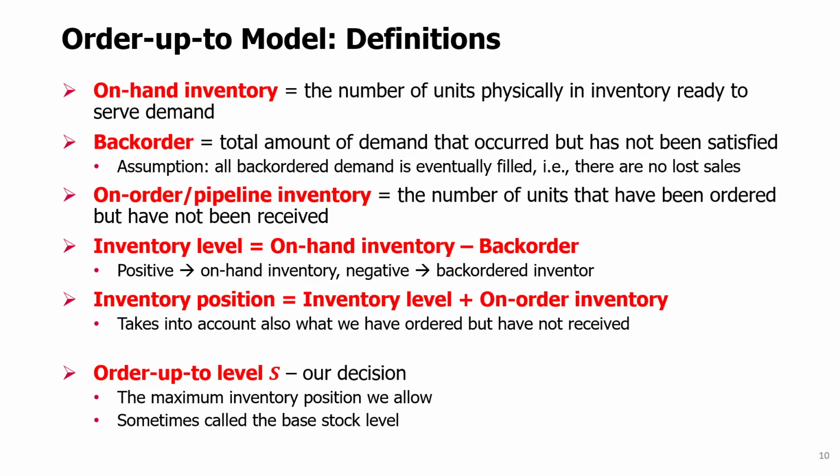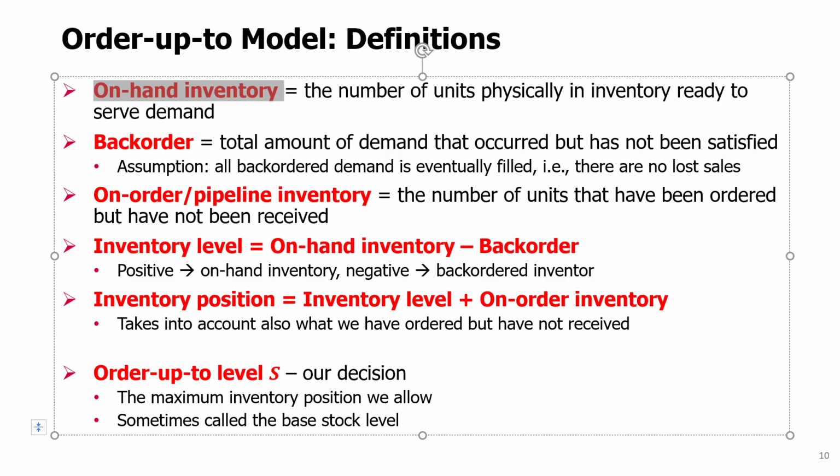So here are some definitions that will be important to understand what is happening in the order up to model. First, we will define on-hand inventory. On-hand inventory is the number of units that are physically in inventory that are ready to serve the demand.